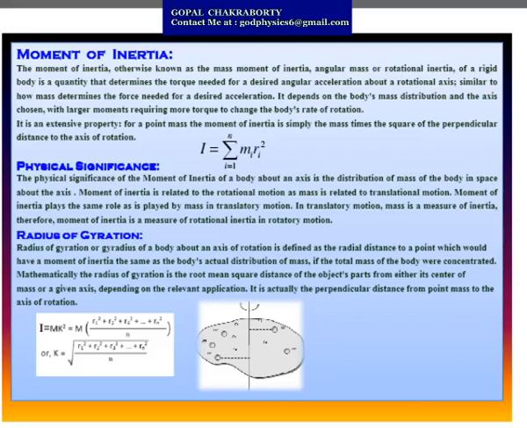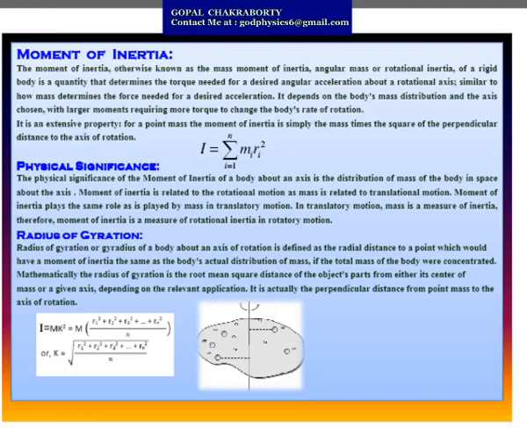So we have considered a small n number of particles. Here mi represents the mass of that particle, and ri basically denotes the distance from the axis of rotation for all the particles of the object.